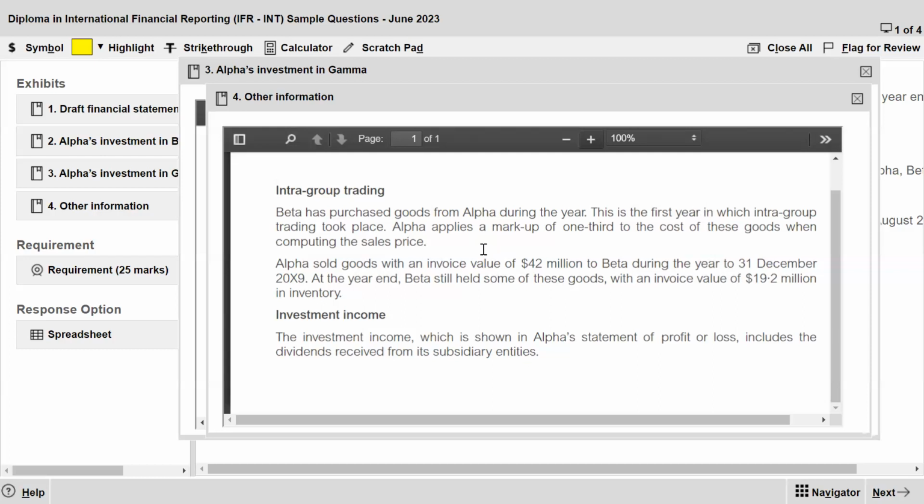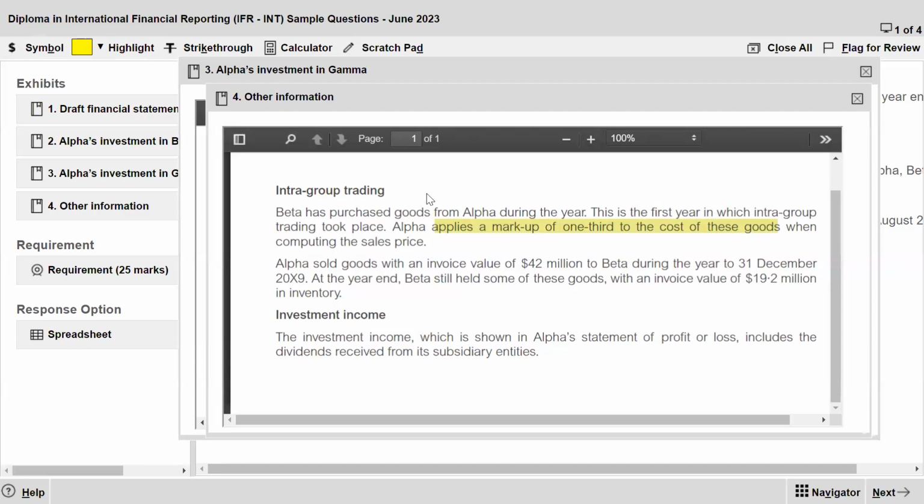Okay, now let's see. It says Beta has purchased goods from Alpha during the year. This is the first year in which intragroup trading took place. Alpha applies a markup of 1/3 to the cost of these goods when computing the selling price. So they apply a 1/3 markup. 1/3 markup actually means that 33%, right?